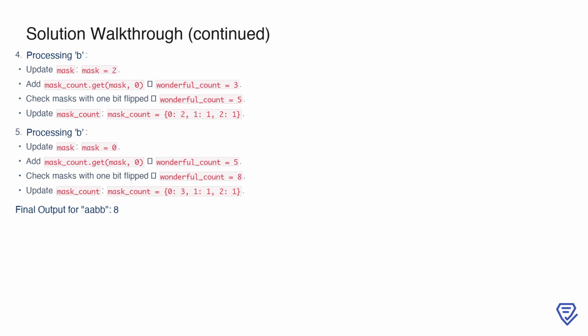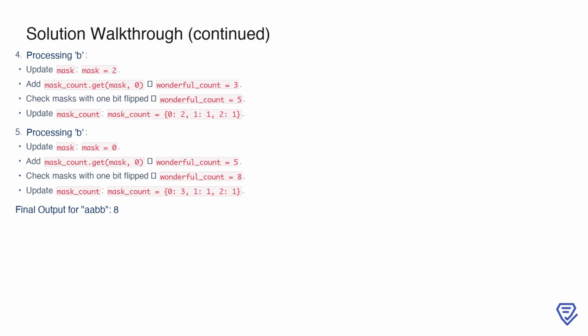Toggling the bit 4 instead gives a mask of 3, which hasn't been seen yet, so it doesn't contribute to the count. We then update mask_count to include the new mask of 2, which has now been seen once. The updated mask_count is 0: 2, 1: 1, 2: 1.